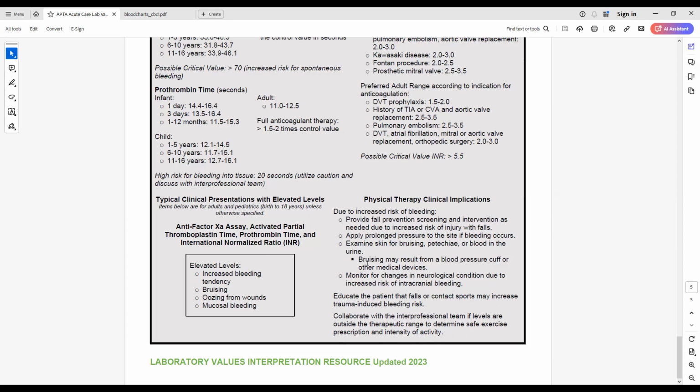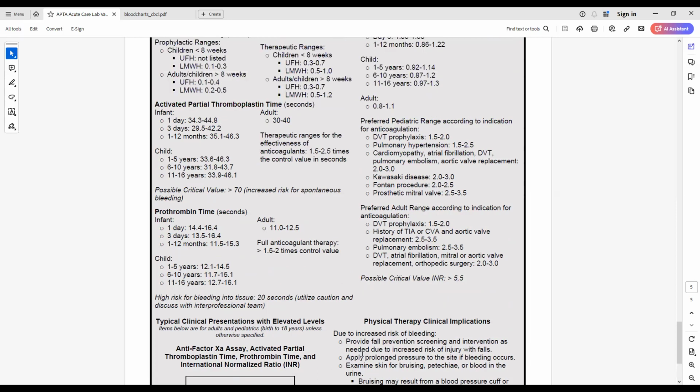Monitor for changes in neurological condition due to increased risk of intracranial hemorrhage or bleeding. Educate the patient that falls or contact sports may increase trauma-induced bleeding risk. Collaborate with the interprofessional team if levels are outside the therapeutic range to determine safe exercise prescription and intensity of activity.